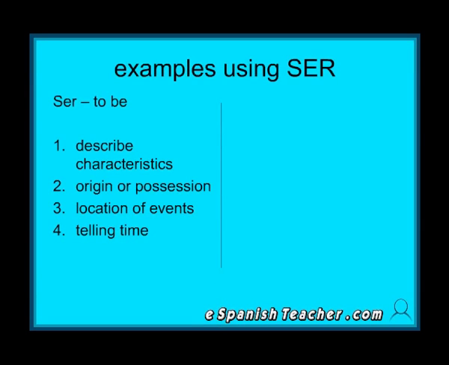Now let's take a closer look at the verb ser and look at some examples of instances when we would use ser. As we discussed, ser is used to describe characteristics, origin or possession, location of events, and telling time. Here I've provided you with the conjugations for the verb ser. You'll notice that they seem very irregular, and you're exactly right. The conjugations for ser are very, very irregular, but you'll have to memorize them, and they'll become second nature to you as you continue to learn Spanish.